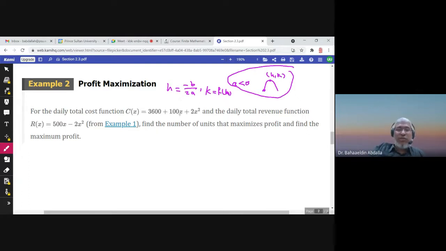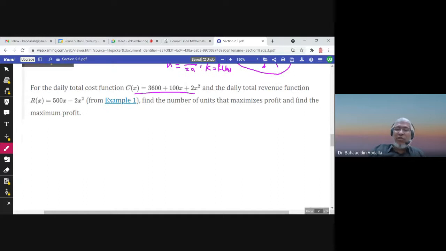F of h. So here for the daily total cost, this is the cost function. It's given as a quadratic function, and the daily total revenue is also a quadratic function. Find the number of units that maximize profit and find the maximum profit. Okay, what is the profit? The definition of the profit function: the profit function is the revenue function minus the cost function.